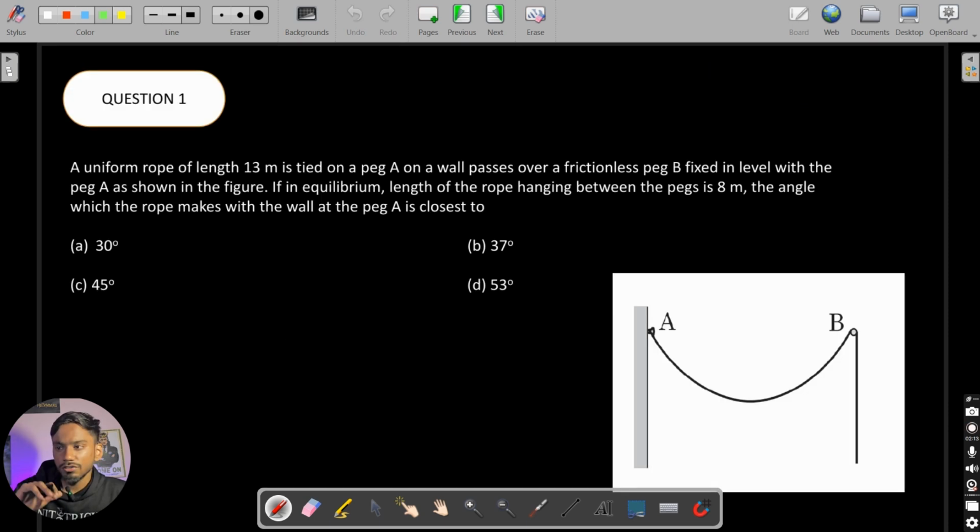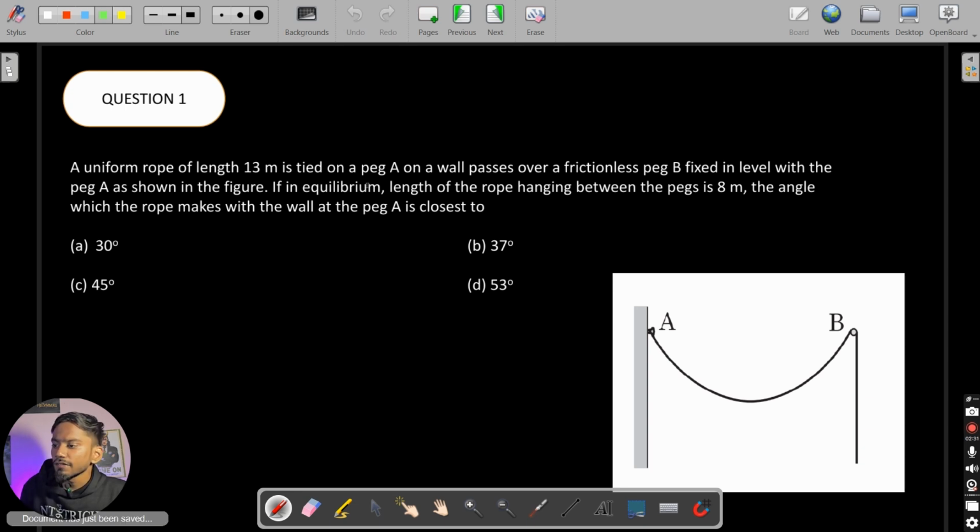All the questions that I'm going to deal with in this video are taken from Pathfinder. So let's see the first question. This is an easy question. A uniform rope of length 13 meters is tied on a peg A on a wall, passes over a frictionless peg B, fixed in level with the peg A as shown in the figure.